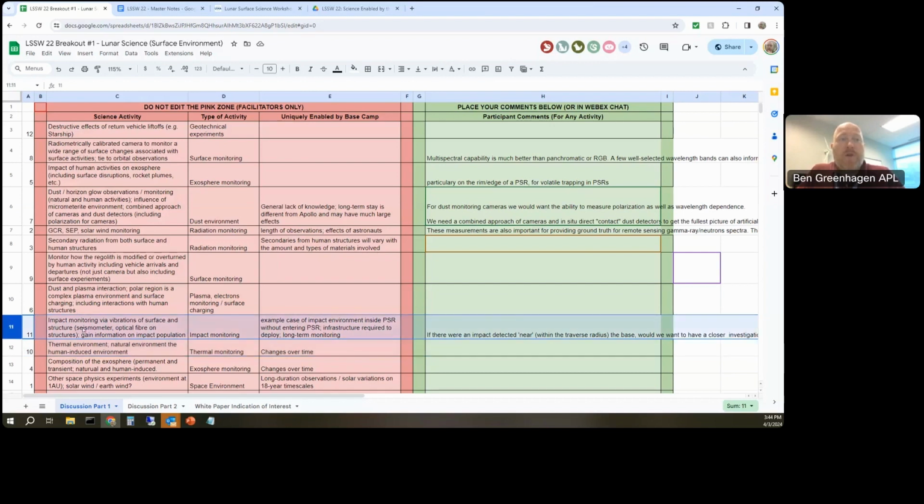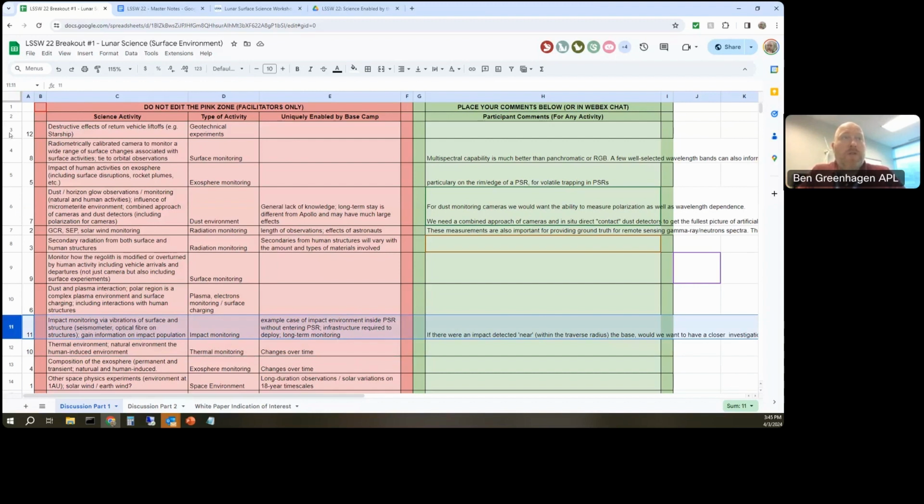11th is impact monitoring, and this can be done either through using seismometers, or one of the techniques that was described in the lightning session was optical fiber structures, and these can be used to gain information on the behavior of structures in response to these vibrations, as well as information about the impact population.